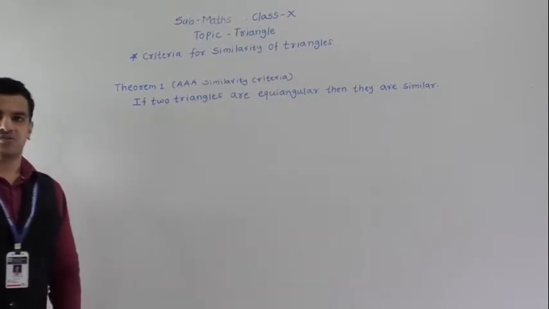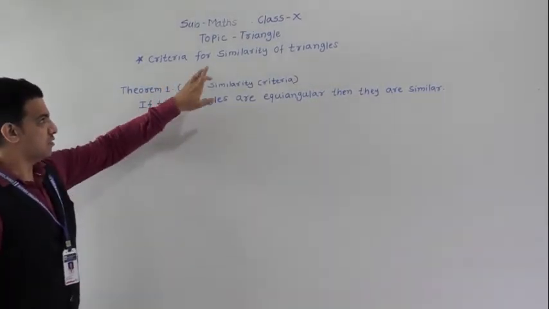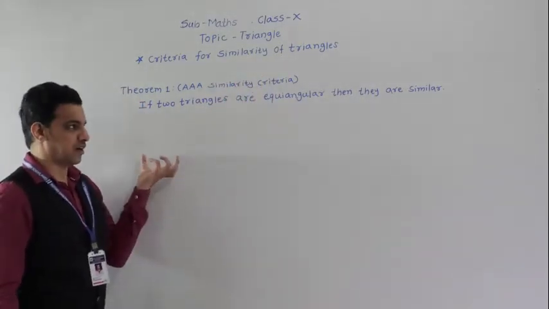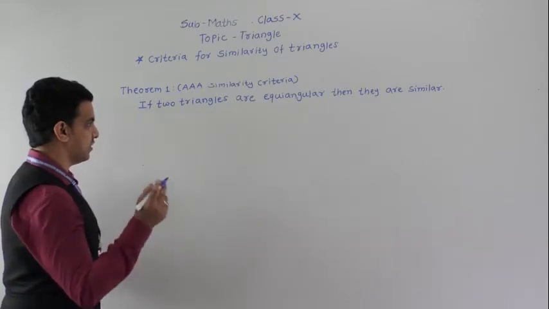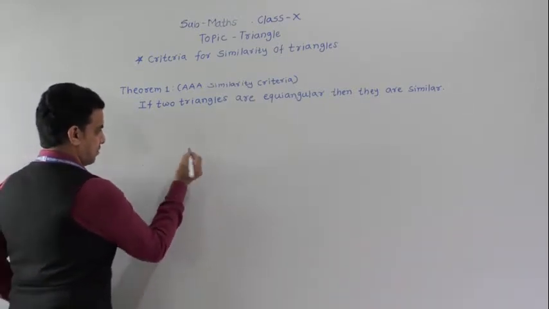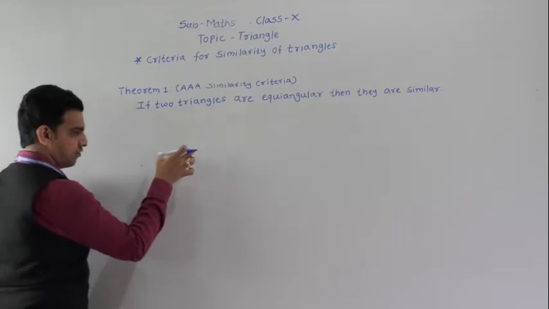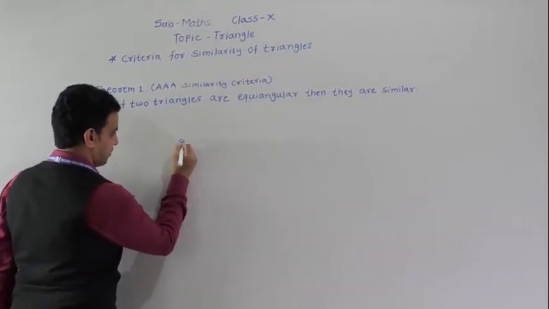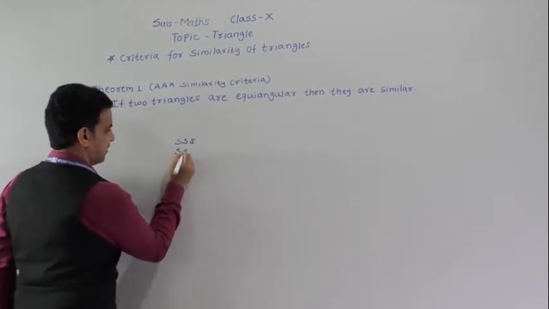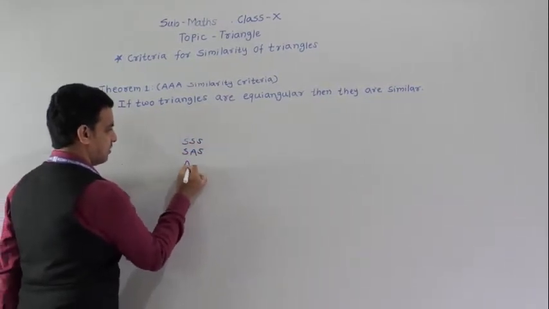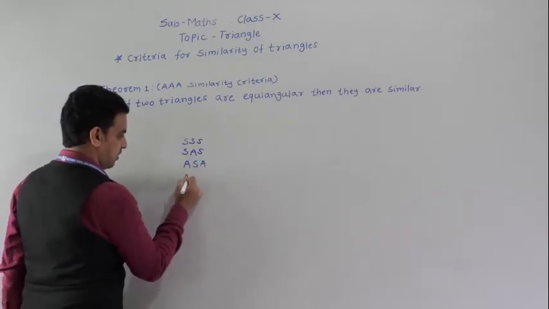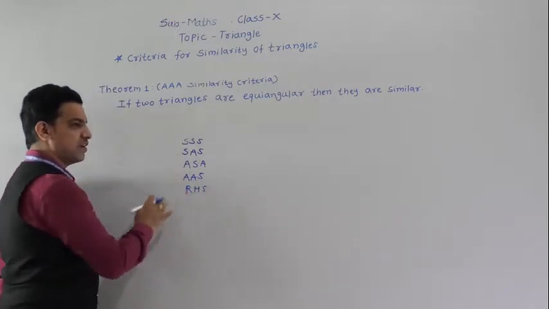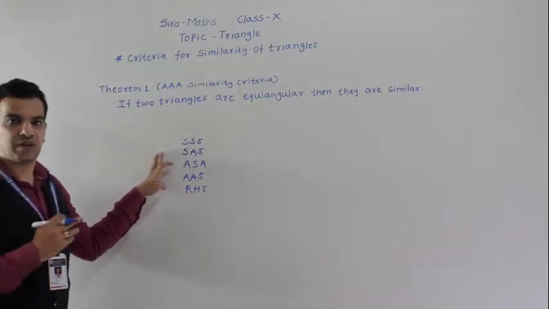Hello students, today we are going to learn criteria for similarity of triangles. In 9th standard we learned the congruence criteria of two triangles. So first we discuss that in 9th standard we learn by which criteria we can say two triangles are congruent. There are different criteria: SSS criteria, SAS criteria, ASA criteria, AAS criteria and RHS criteria. So different criteria are there to prove that two triangles are congruent.